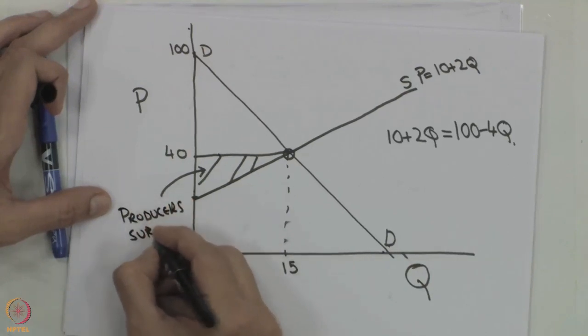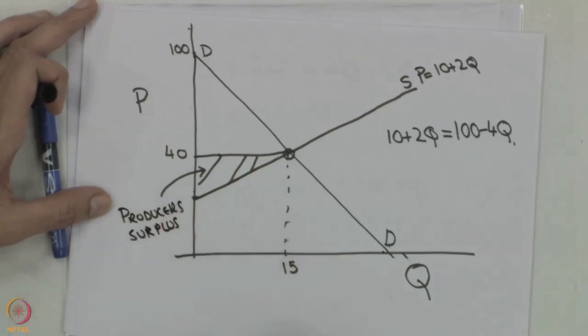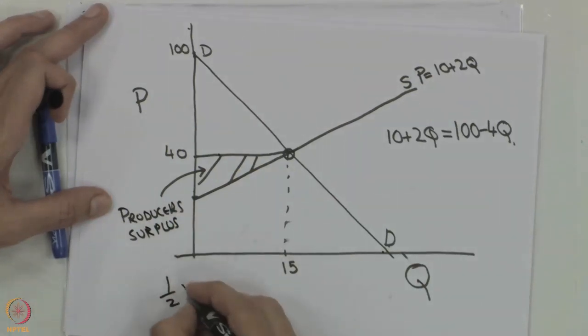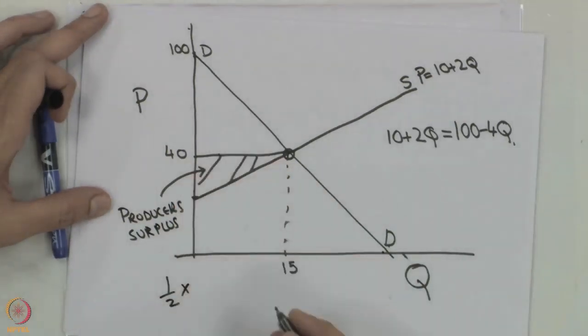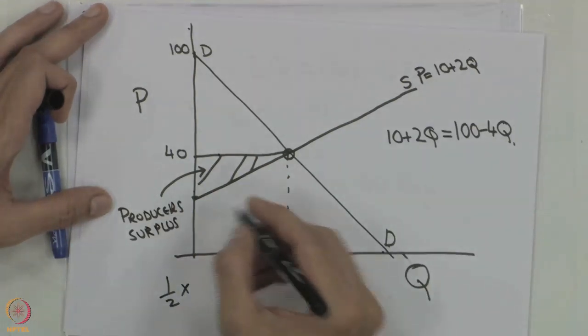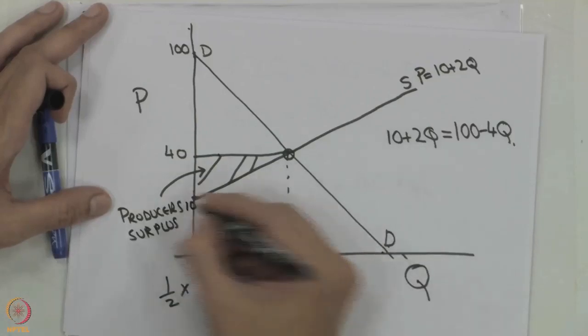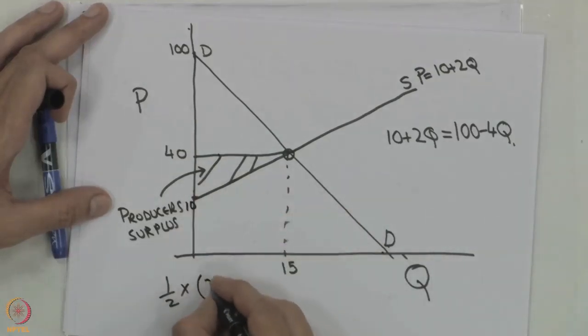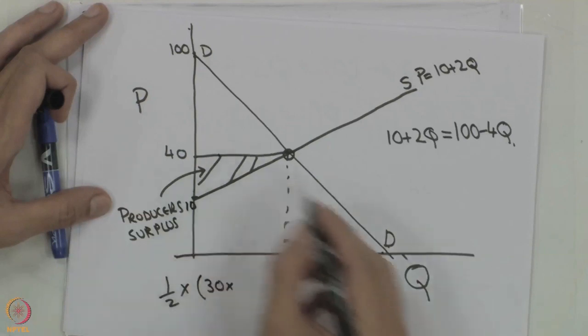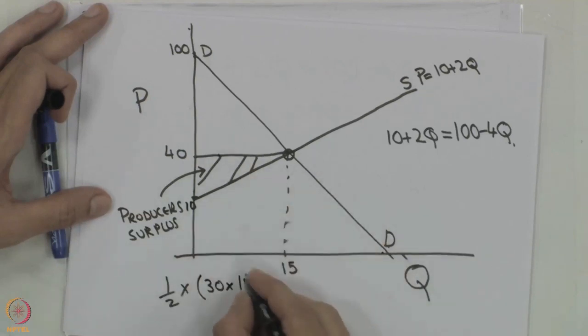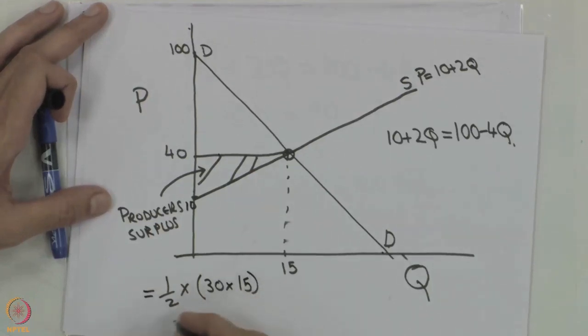We can find out this area. This area is going to be half, it's a triangle, half base into the height, and this base is, if you look at this, this is 10, half into 30 and into 15. So producer's surplus is going to be 15 into 15, 225 units.